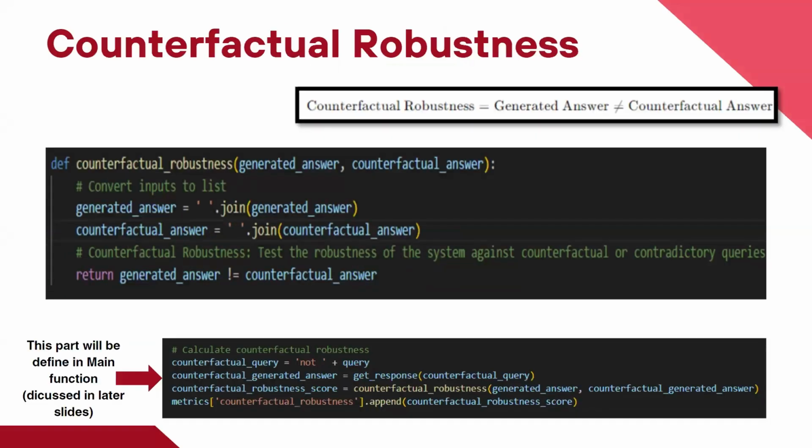Now let's discuss counterfactual robustness. To calculate counterfactual robustness, the generated answer is compared with a counterfactual, that is a contradictory answer, such that the robustness is measured by ensuring the two answers are different.